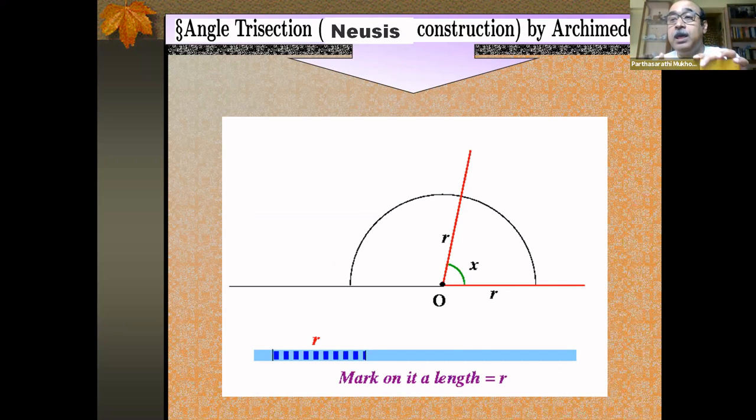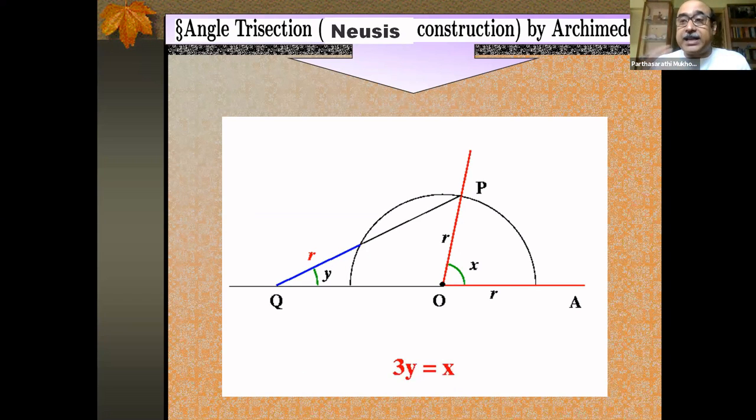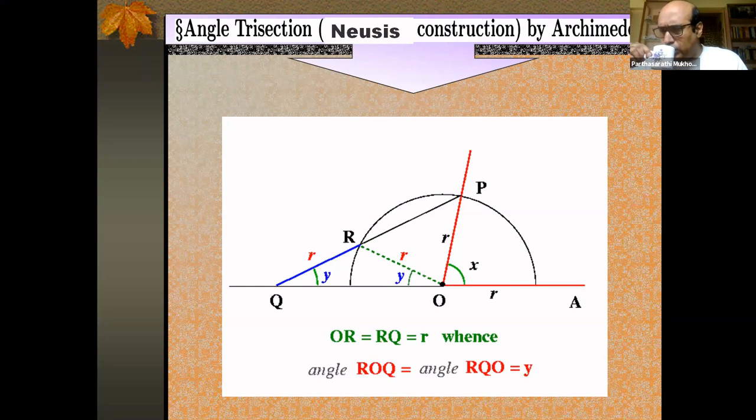They are using now a straight edge, a compass, and this is what they call neusis, which means a marked ruler, meaning one particular length is marked. So see how that helps in angle trisection. This is brilliant, this fantastic construction of angle trisection by Archimedes himself. So allow me to repeat the construction right from the beginning. So what I do is this.